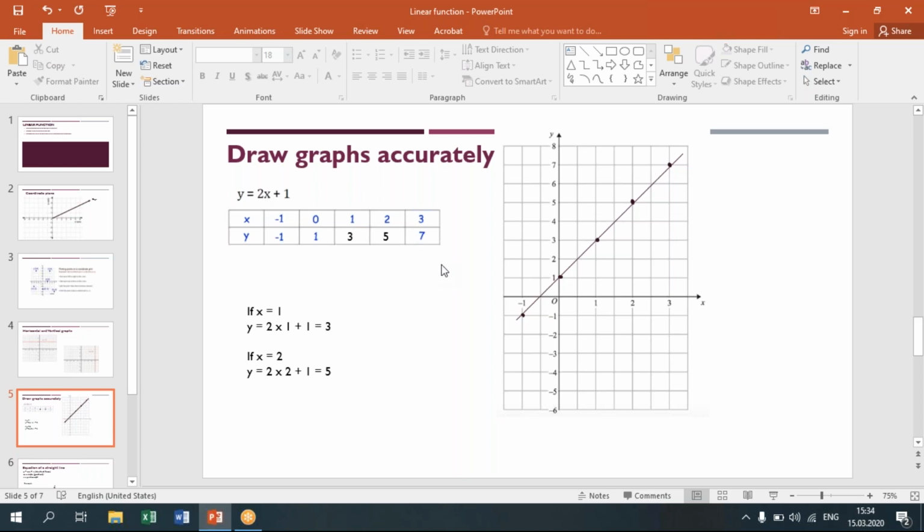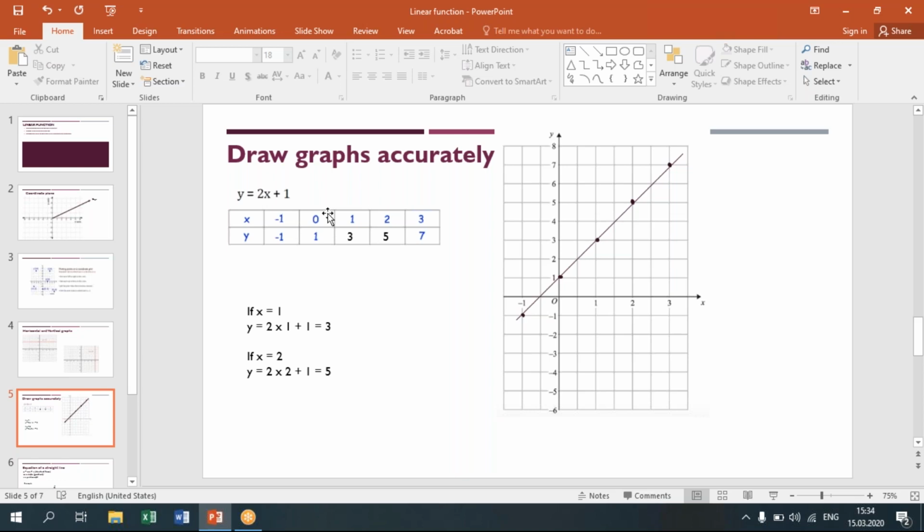Then we have to show these points on the coordinate plane. What I mean when I'm talking about the points: the first point is, if x is equal to -1, y is equal to -1 also. So this is the first point, -1 and -1, and it's shown here.